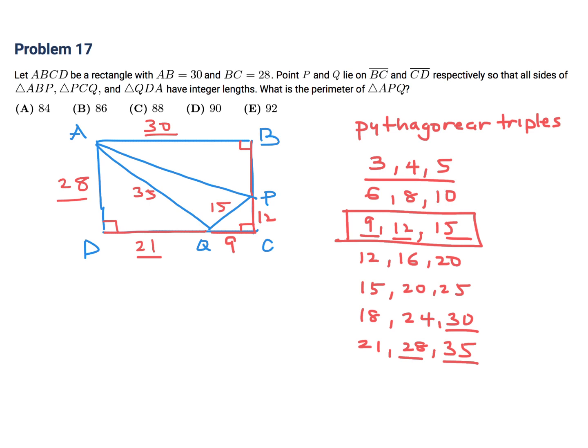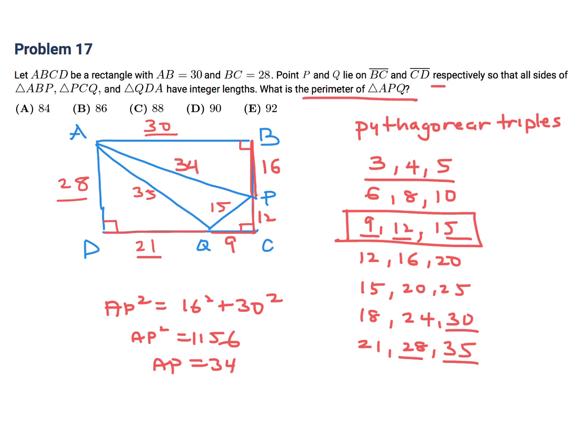So since BC is 28, this length from there to there would be 28 minus 12, which is 16. 16 and 30. Well, 16 and 30 is not on there, so I have to do that then. AP squared would be 16 squared plus 30 squared, and therefore AP squared would be 1156, and therefore AP would be 34. Okay, there we go. So a little bit of mixing and matching, and then the perimeter would be 30 plus that 16 plus that 34, and therefore that's 80.